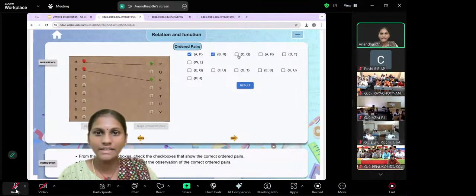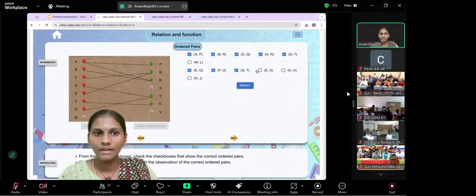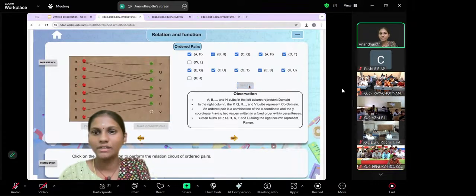Here it is C and Q, and A and R, D and T, E and Q, F and U, G and T, E and S, and finally H and U. See again, R and J. R is here, but is J there? No, right? So when we click.